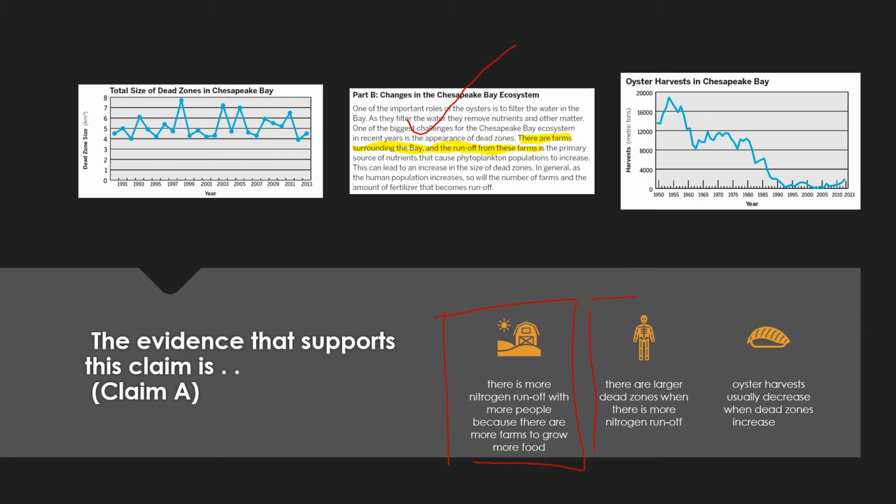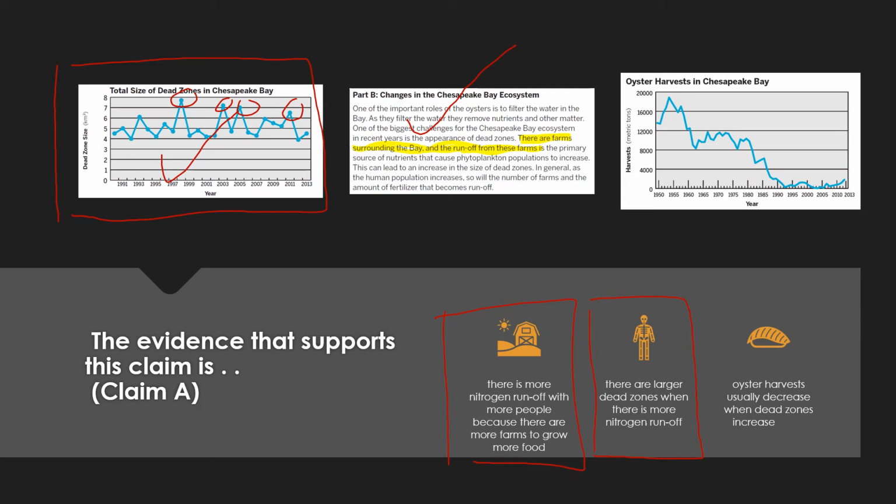The second evidence is there are larger dead zones when there is more nitrogen runoff. This was one of the graphs that we looked at. If you remember, we looked at the nitrogen runoff graph and how it's related to the total size of dead zones in the Chesapeake Bay graph, and we concluded that as the nitrogen runoff increases, so does the size of dead zones. And it's coming from here. You can see that the size of dead zones is increasing.